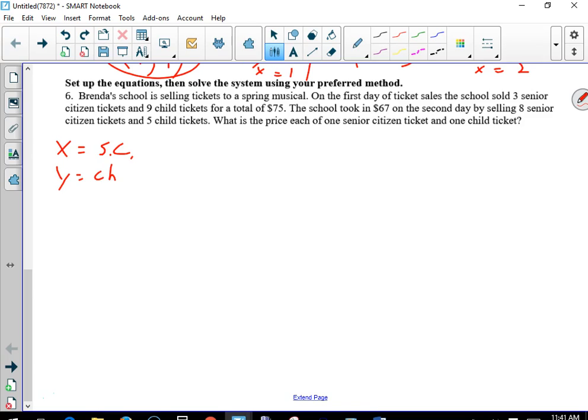So on the first day, 3 senior citizens plus 9 children for a total of $75. On the second day, 8 senior citizens plus 5 children for $67. Again, you can use any method here. I would not do substitution. I would do elimination or matrix. Matrix would be very easy here.